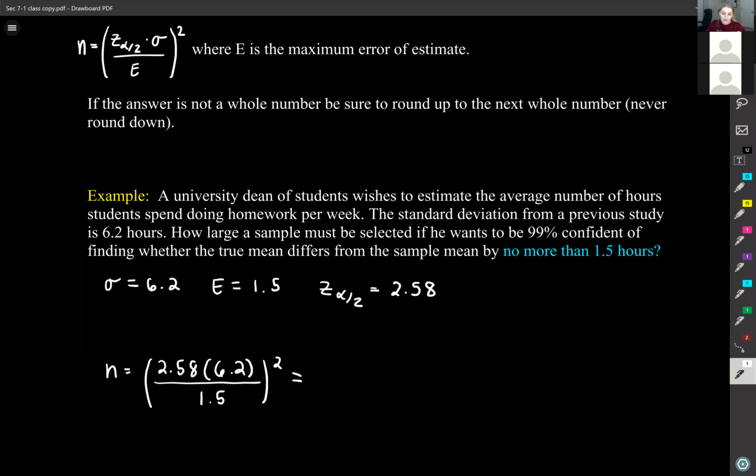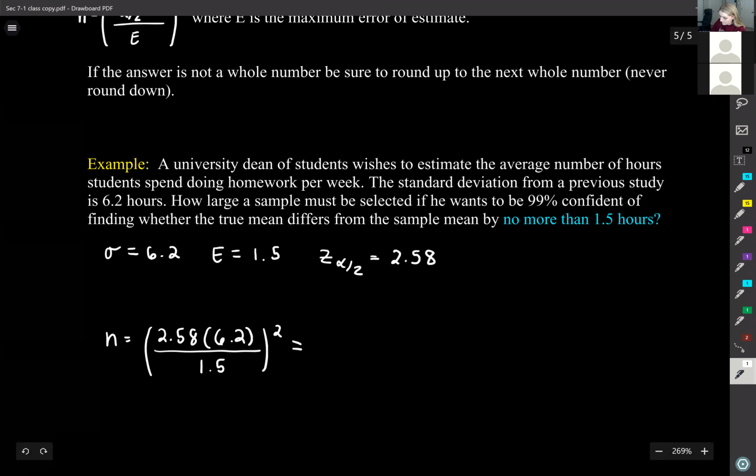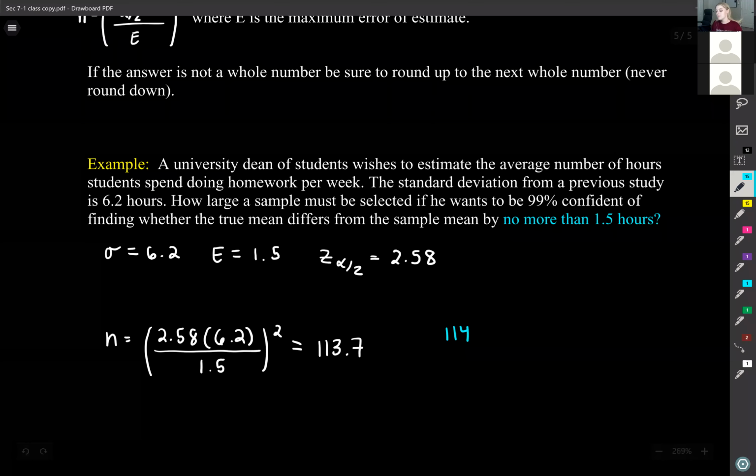All right, and if we plug this into our calculators, I get 113.7. And like my instruction said, you always need to round up. So my answer is 114. What that means is if you would like to be 99% confident that the true mean does not differ from the sample mean by more than 1.5 hours, you will need to have a sample size of 114.